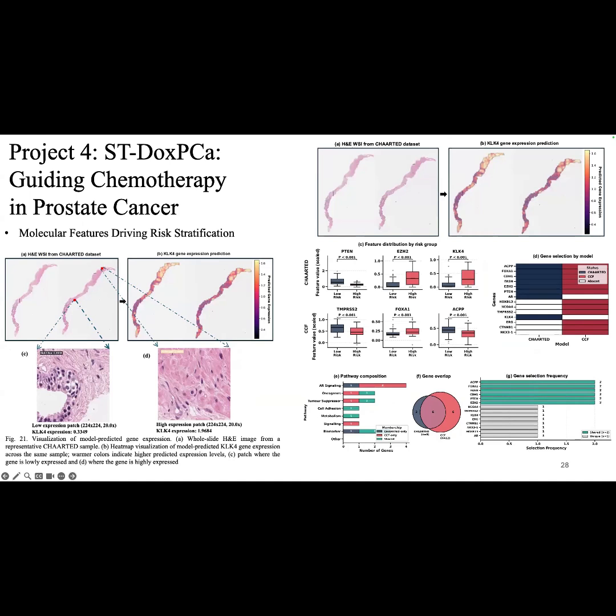So this is what the model is actually learning at the molecular level. The whole slide image shows a prostate sample from the CHAARTED trial, and the heat map visualizes the model's predicted expression for the gene KLK4 across the entire slide. The warm colors indicate higher predicted expression levels, and this visualization also demonstrates that our model isn't just making random predictions, it's identifying specific morphological patterns that correlate with the gene expression.